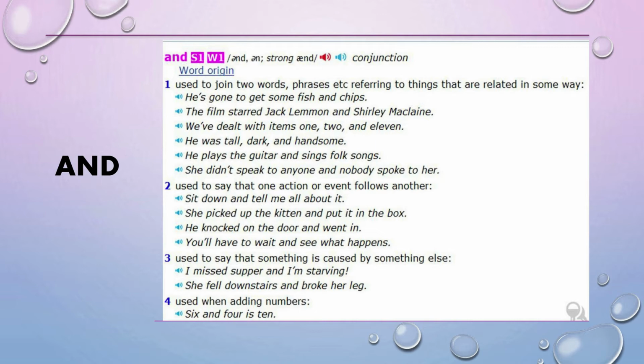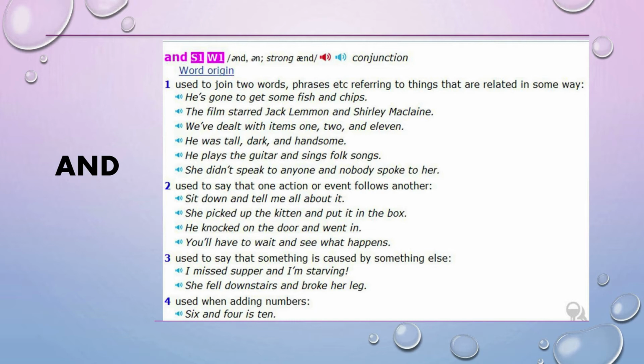Secondly, and is used to say that one action or event follows another. For example, sit down and tell me all about it. She picked up the kitten and put it in the box. He knocked on the door and went in. You will have to wait and see what happens.